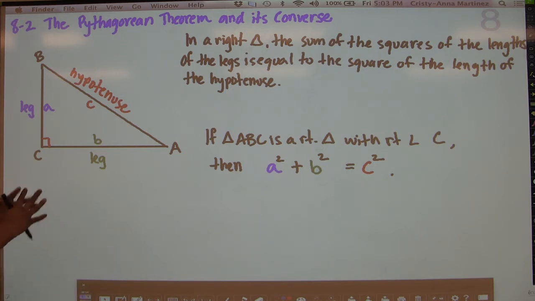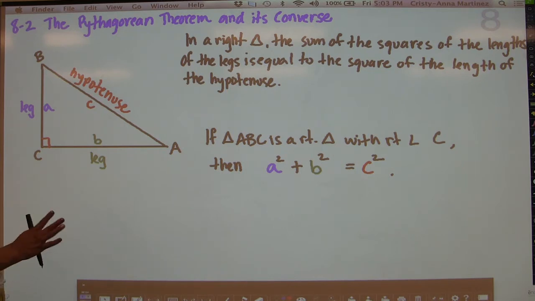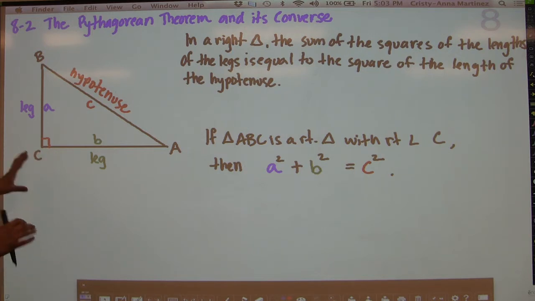But all right triangles have a hypotenuse, and the hypotenuse is always the longest side of a right triangle, and it is always opposite the 90-degree angle. So here's my 90-degree angle, and opposite the 90-degree angle is the hypotenuse. So it's very important that you identify where the hypotenuse is, and then the legs can be in either order, but the hypotenuse has to be in a specific place, so that's why I want to make sure that you always locate the hypotenuse by the fact that it's always opposite the right angle.